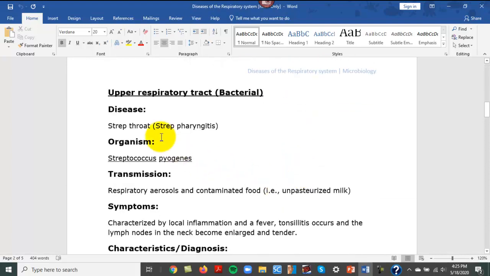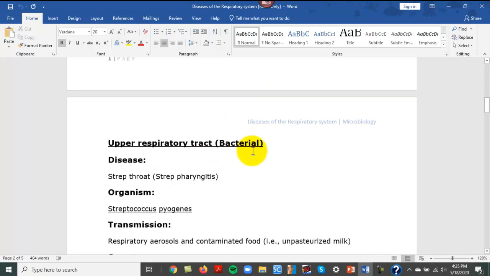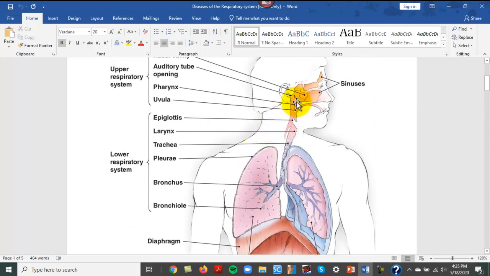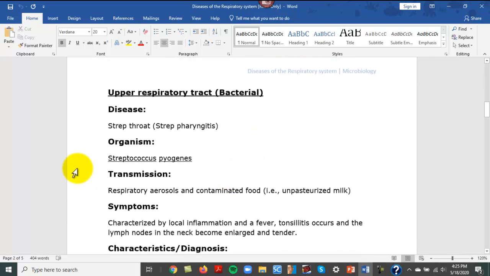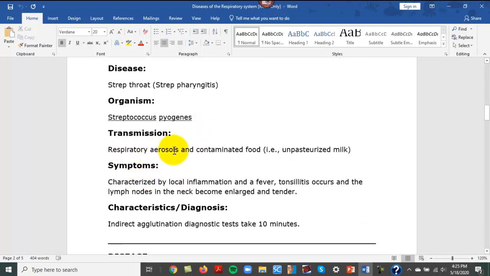So our first candidate, pretty common, strep throat. And these are bacterial, like it says here. Strep pharyngitis, so you're talking about inflammation of the back of the throat. Streptococcus pyogenes. Now there are other organisms that can cause this. This is the majority one. Now this one's a bad one if it were to progress to other parts of the body. So respiratory aerosols, contaminated food. I had a student once that got a strep infection, it ended up in their kidneys, and they lost their kidneys as a result. I mean, had to have a kidney transplant. So, it can be a bad thing.